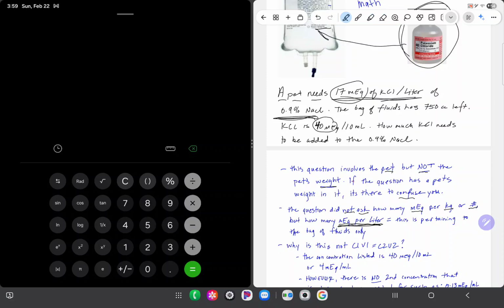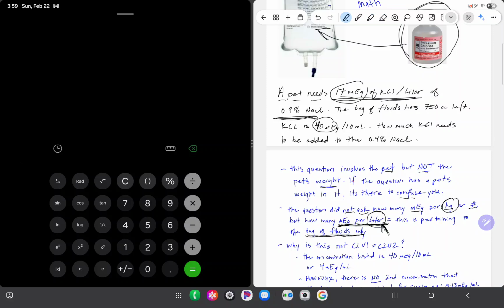That should be your trigger. If it's milliequivalents per liter, then your math has to do with 1,000 mils or 800 mils or 12 mils or something like that. But liter is not weight, correct? We are not weighing the patient in this question. It asks you milliequivalents per liter. So that's pertaining to the patient's bag of fluids, not the patient's weight.